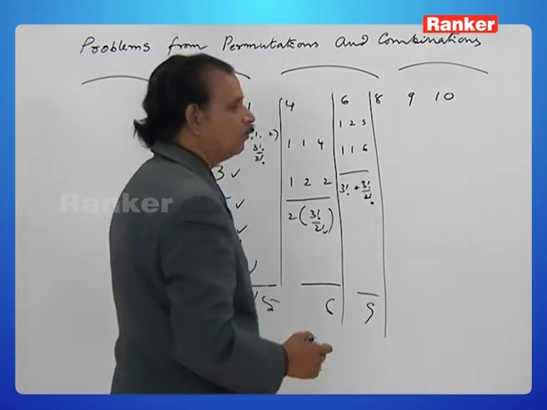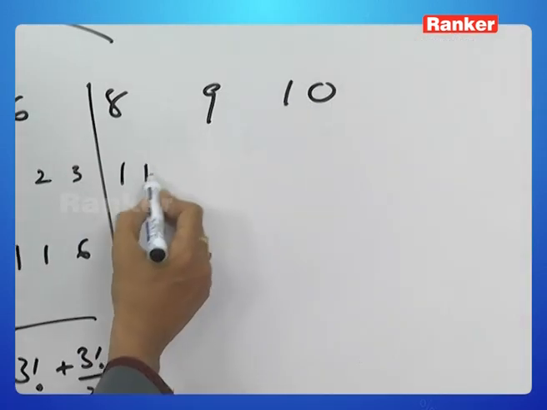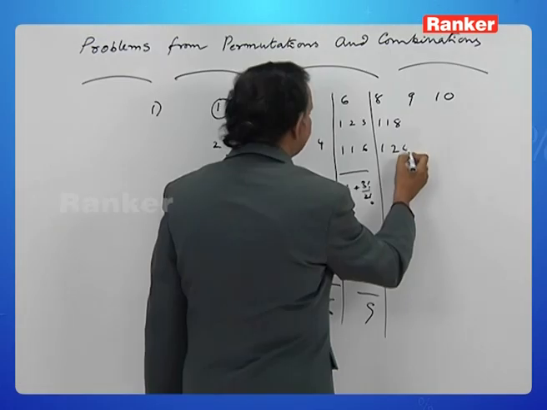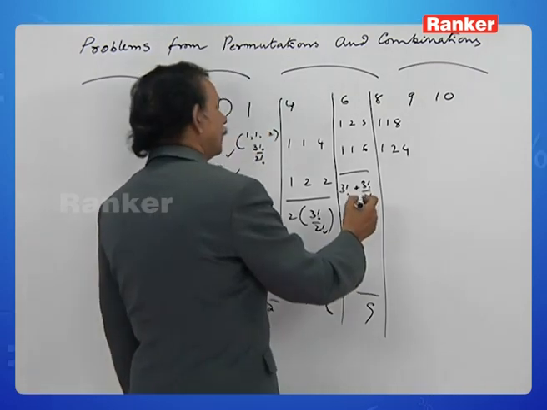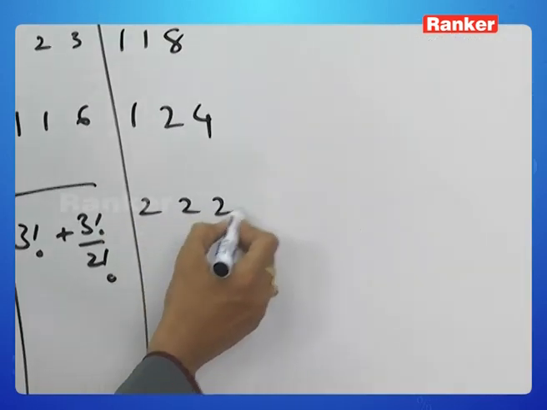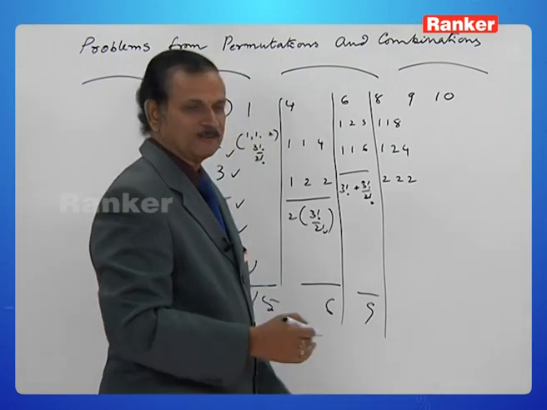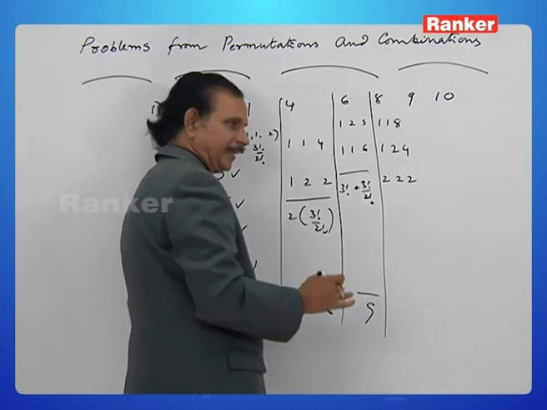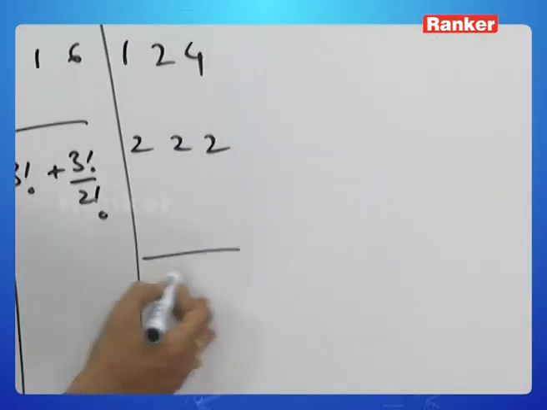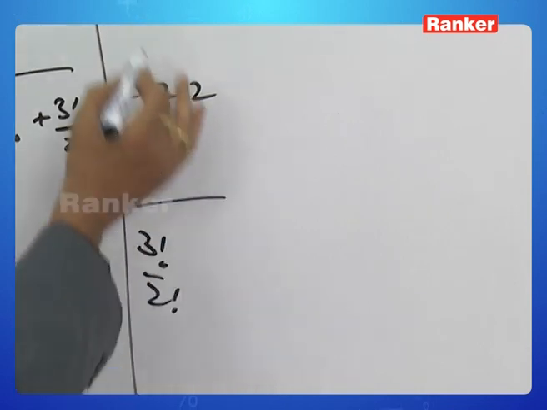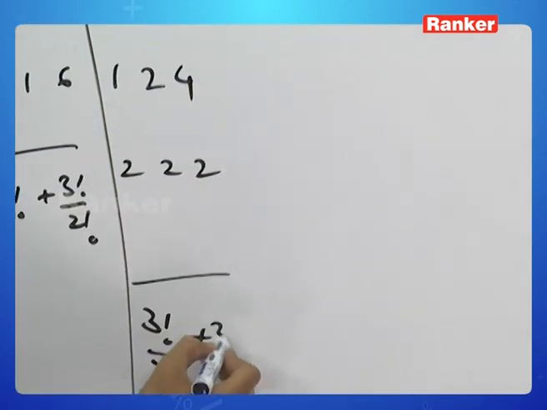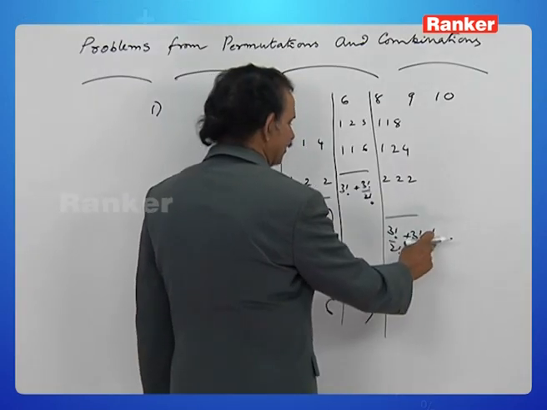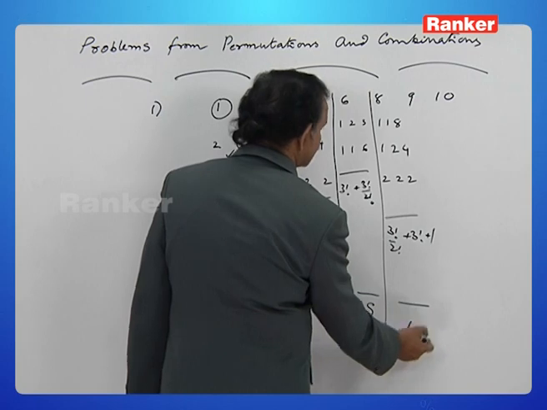For 8, what is the number of ways? 1, 1, 8, that is one chance. 1, 2, 4, that is another chance. Another chance, 2, 2, 2. Any more? 1, 1, 8, product 8. 1, 2, 4, product 8. 2, 2, 2, product 8. 1, 1, 8 can be 3 factorial by 2 factorial. 1, 2, 4 can be 3 factorial. 2, 2, 2 can be only one way. Total 3 plus 1, 4 plus 6, 10 ways.